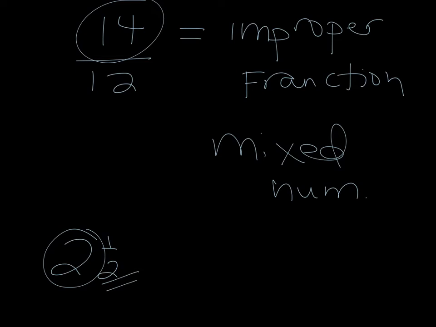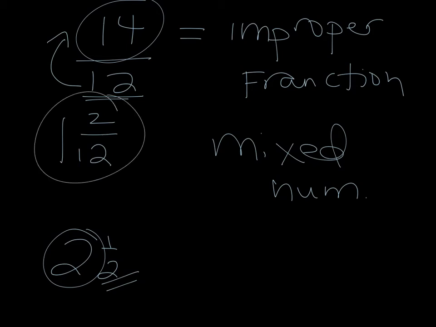So how to change 14/12 into a mixed number is you go, how many times does 12 go into 14? It goes in once. What's left over? Well, 2, because 12 going into 14 once is 12, and there's 2 left over, and we keep the denominator the same. So that's how we change an improper fraction to a mixed number. So now my total answer is 1 and 2/12.